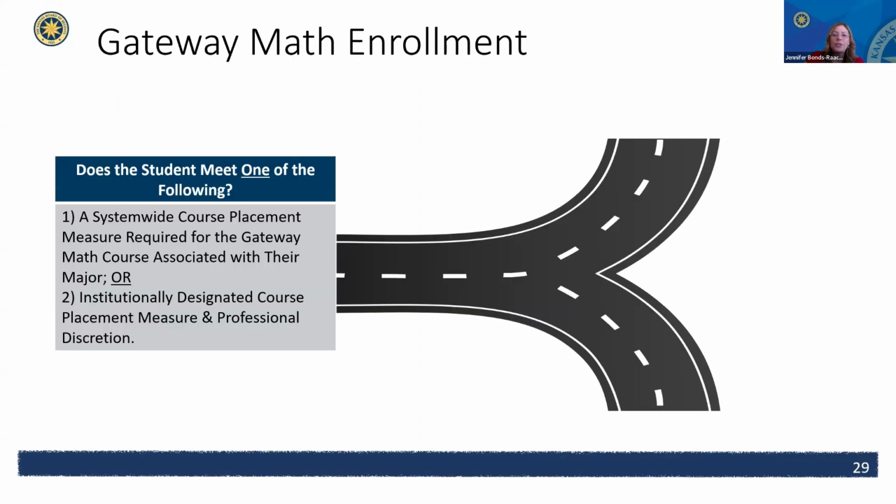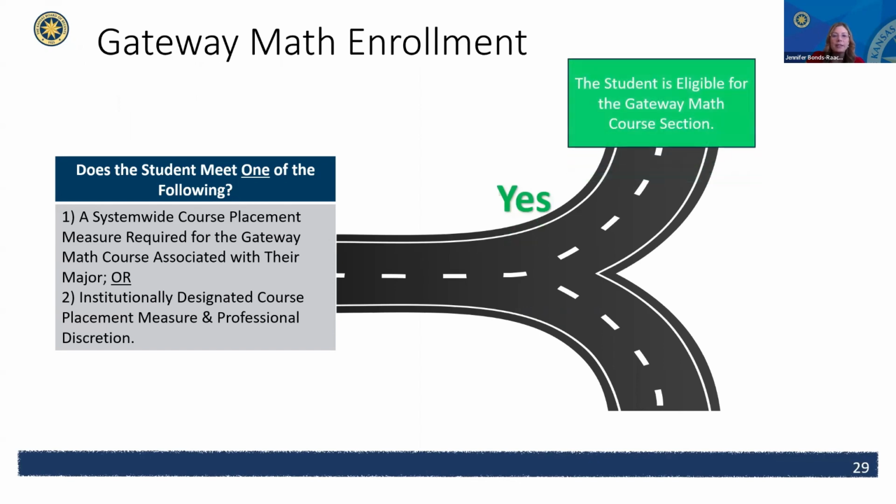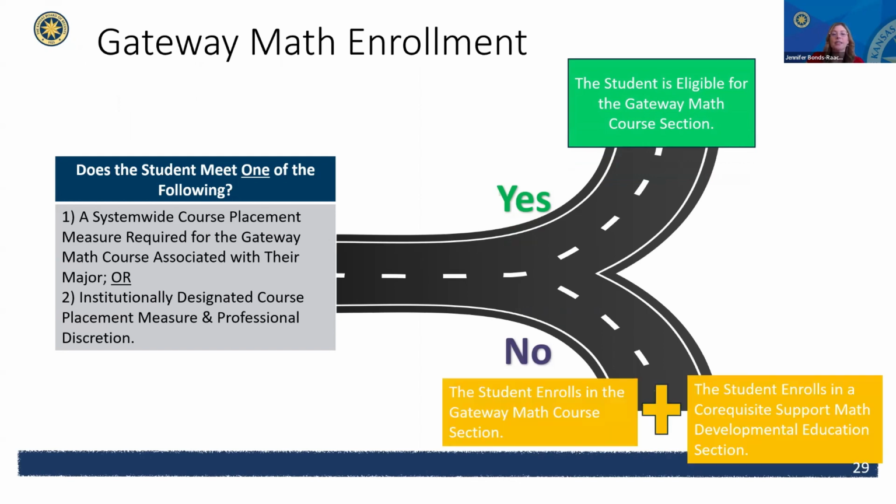This slide is a visual depiction of the charge of the committee. So the question is, does the student meet one of the following? And the committee was charged with developing number 1. What would the system-wide course placement measures be for each of the Gateway courses? If a student meets one of those or an institutionally designated placement measure, they are eligible for the Gateway course without prerequisite support. If they do not, they would be placed into the Gateway Math course with prerequisite support.